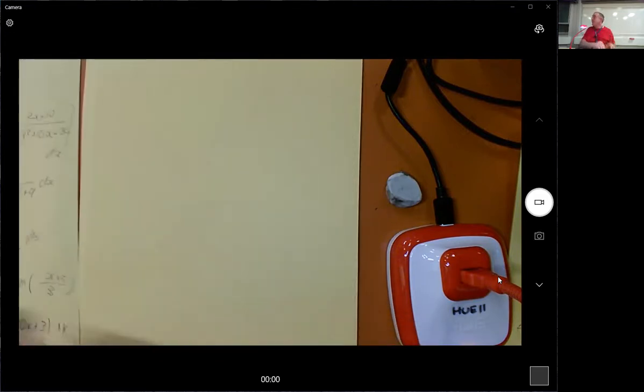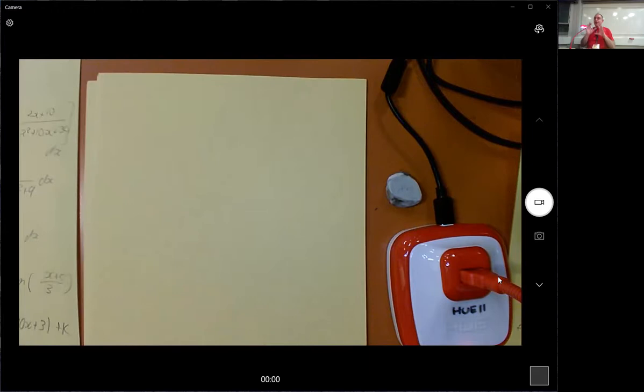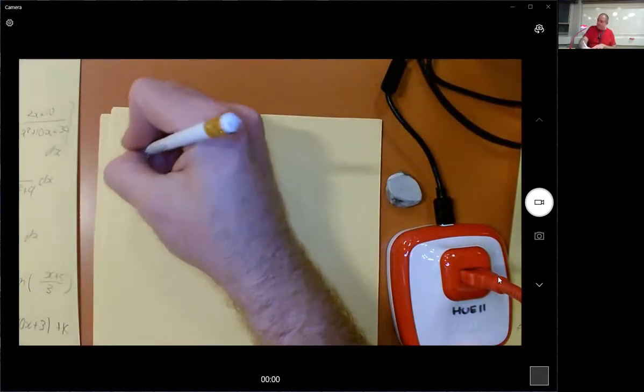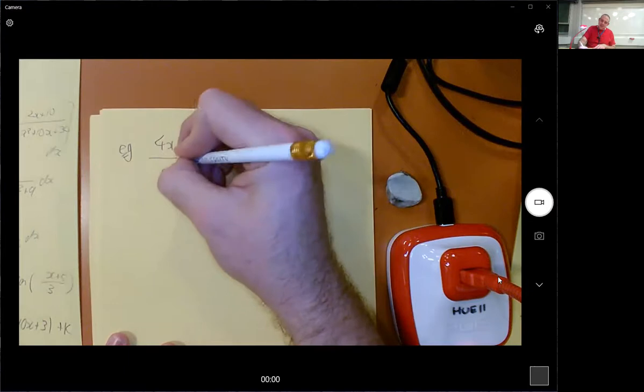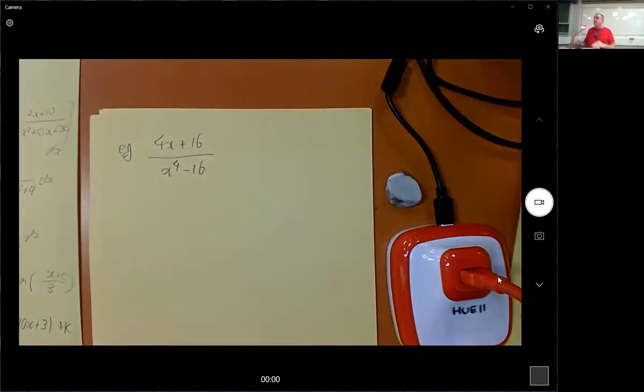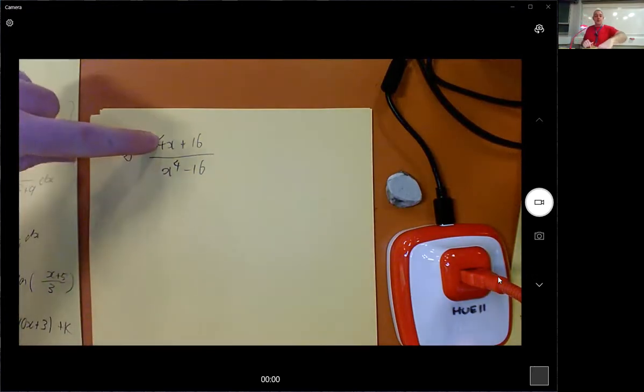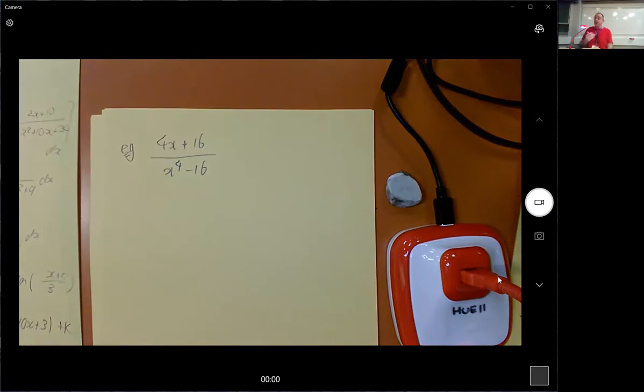You need one more example. So how are you feeling about that one? All right. So my other example is 4x plus 16 over x to the 4 minus 16. Right, so let me just check. This is a rational function that has the numerator degree less than the denominator degree, so it's going to work.